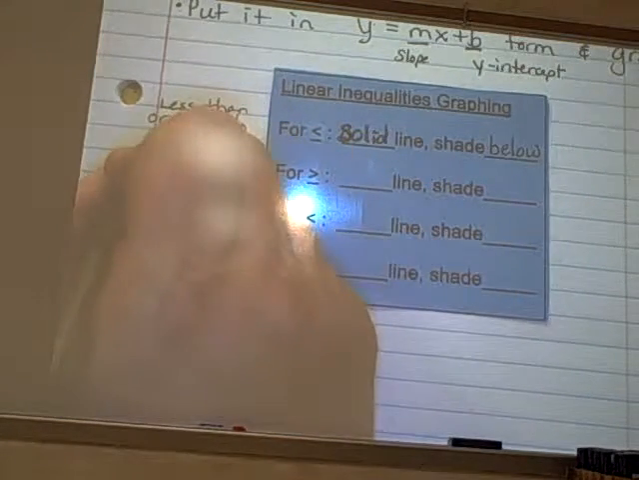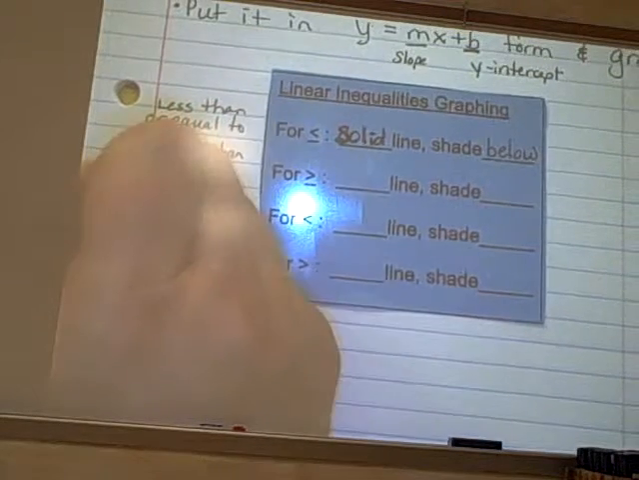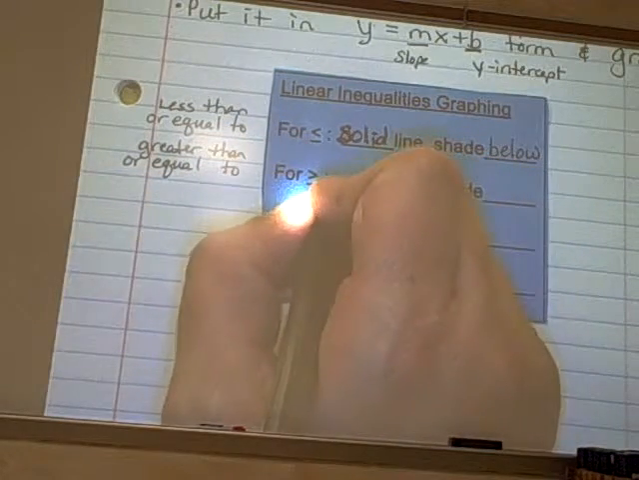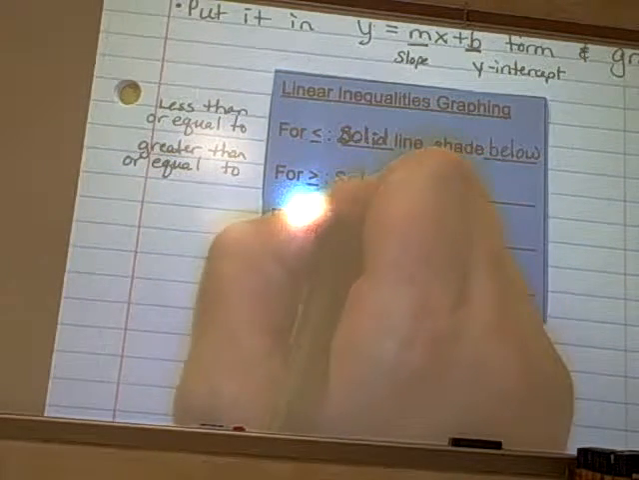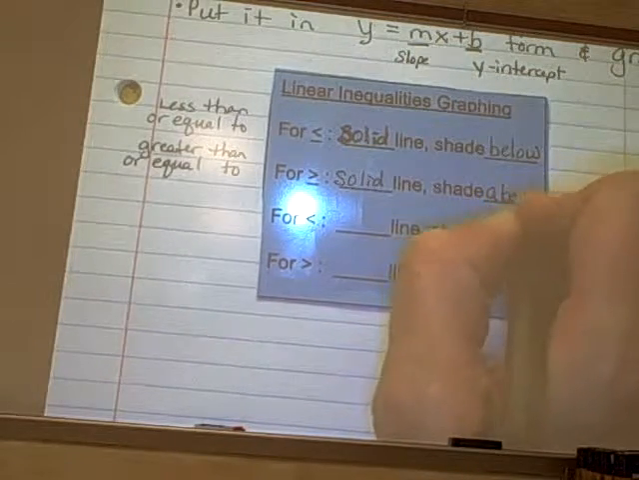For the next one, this is greater than or equal to. This is also equal to, so this is solid again, a solid line. It's greater than, so you're shading above.